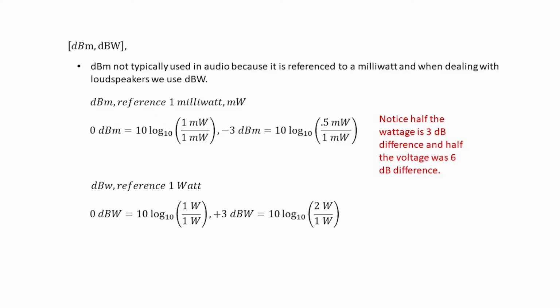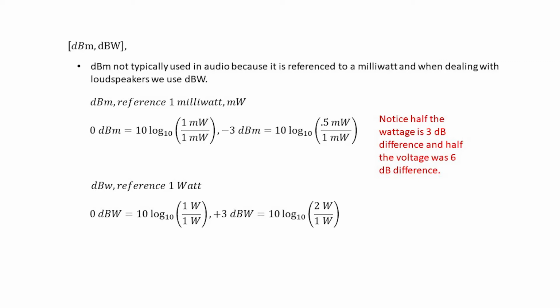Other units like dBm and dBW: dBm is typically not used in audio because it's such a small value in reference to a milliwatt, and a lot of times when we're dealing with loudspeakers, we're dealing with more watts. So real quick though, a dBm is referenced to 1 milliwatt. So 0 dBm would be 10 log base 10 of 1 milliwatt over 1 milliwatt. Now, if you halve the power, you go down 3 dB. But notice if you halve the voltage, you go down 6 dB.